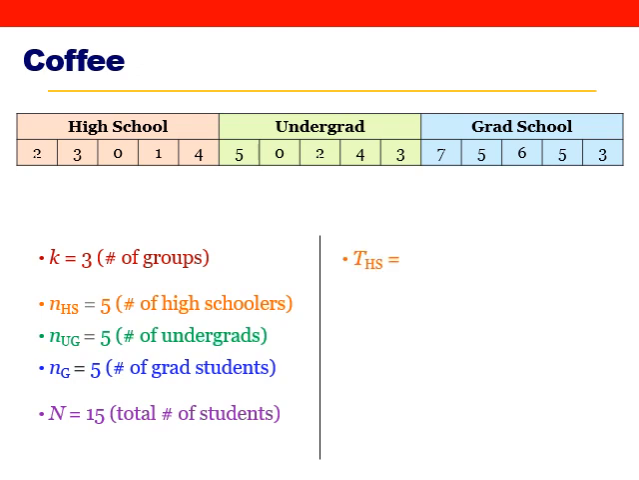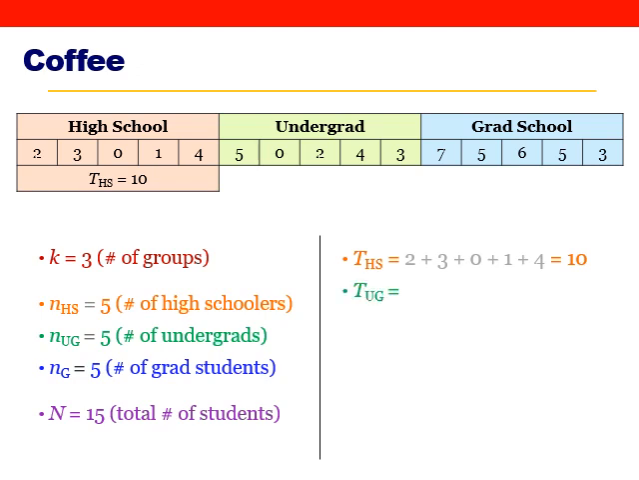To calculate the total, or big T score for high school, we will add together the scores of our 5 high school students. In other words, if we think about these 5 high school students combined, how much total coffee do they drink per week? So we'll add together 2 plus 3 plus 0 plus 1 plus 4, and the 5 high school students in our study combined drink 10 cups of coffee per week.